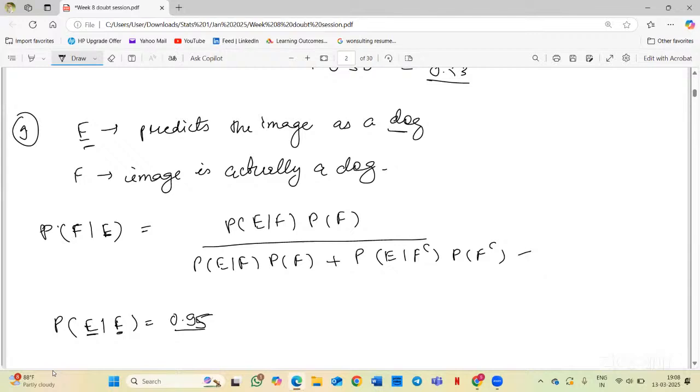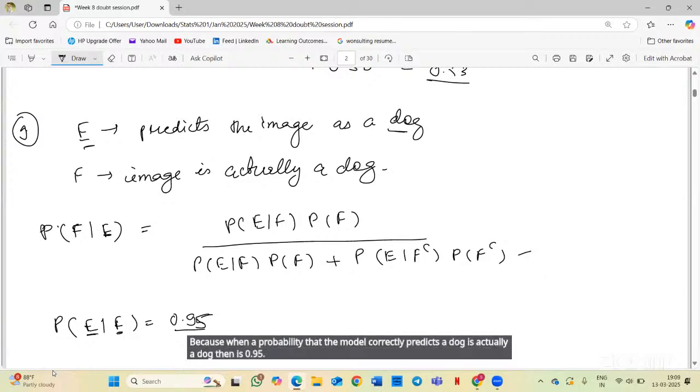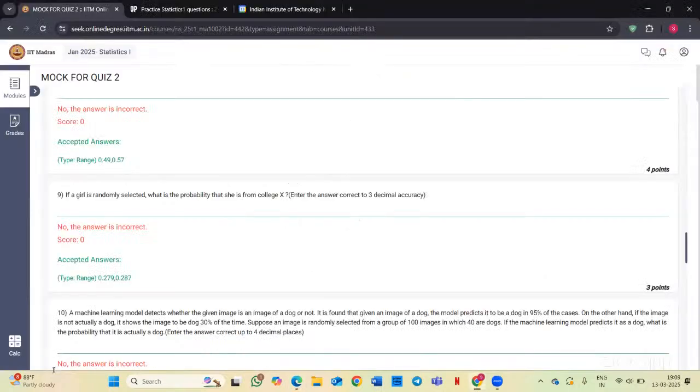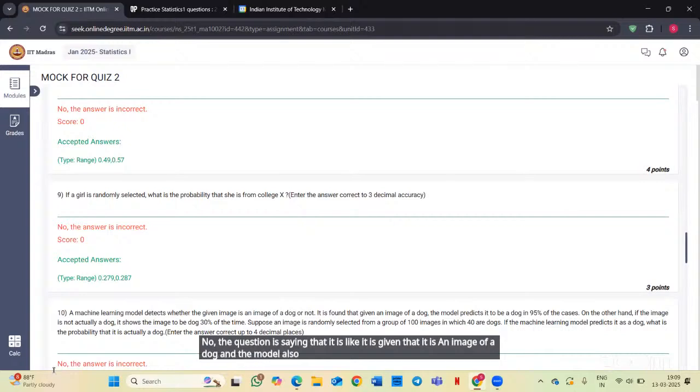Yes, ma'am, got it. But I think I am confused with this. The probability that the model correctly predicts a dog when the image is actually a dog is then 0.95. No, the question is saying that it is given that it is an image of a dog and the model also predicts it as a dog. So that's a 95% case.